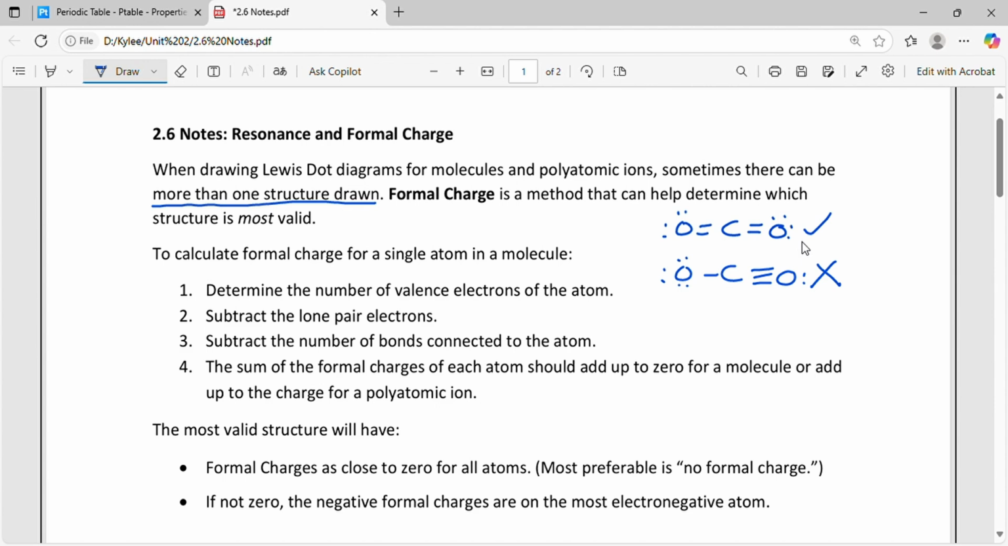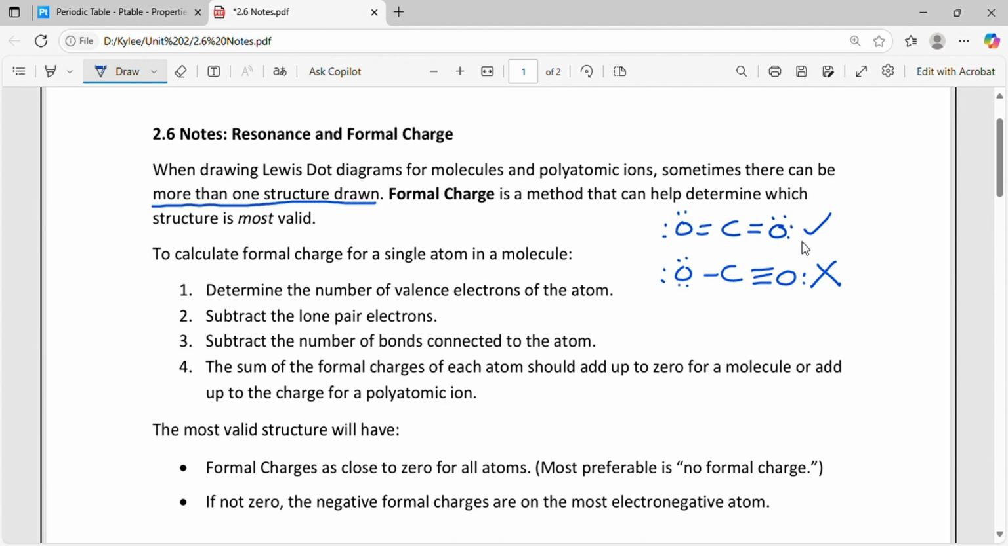You calculate formal charge for every single atom that's in the molecule. So I would calculate a formal charge for this oxygen, I would calculate a formal charge for carbon, and I would calculate a formal charge for oxygen on this side as well. So the way we determine formal charge is you take the number of valence electrons and you subtract lone pair electrons, and then you subtract the bonds.